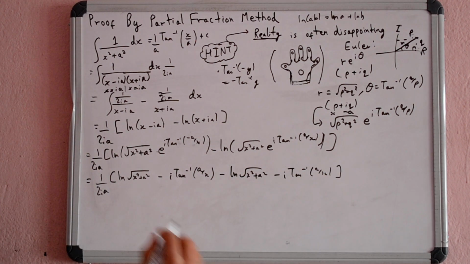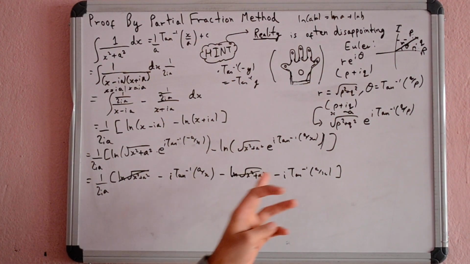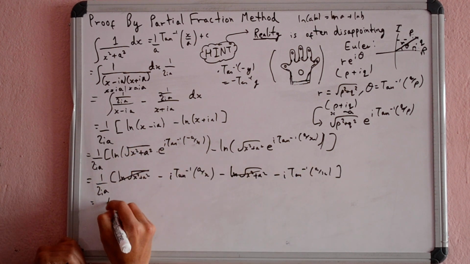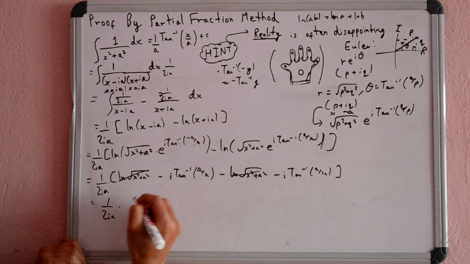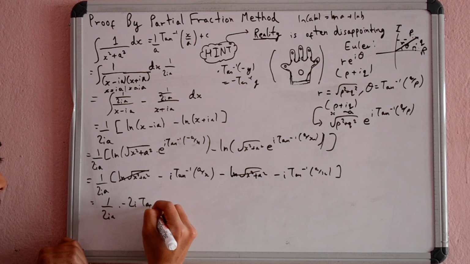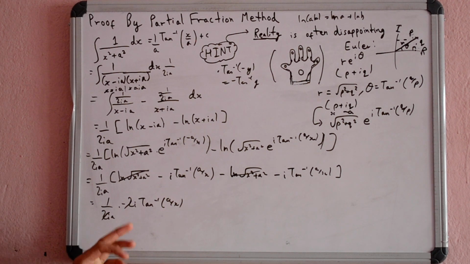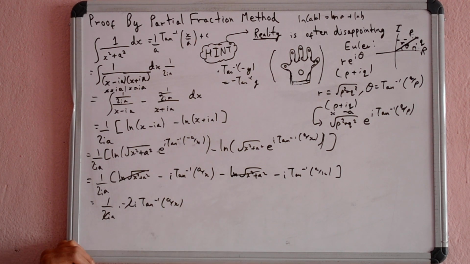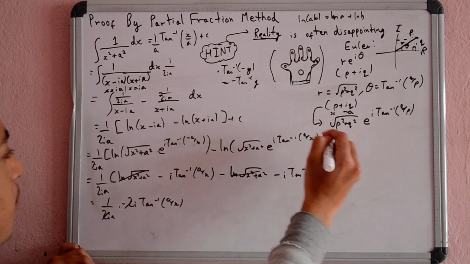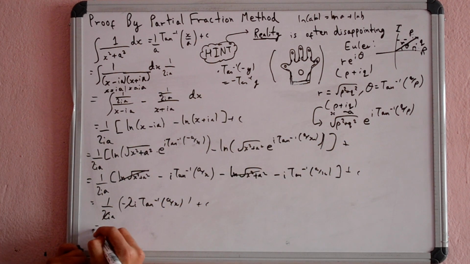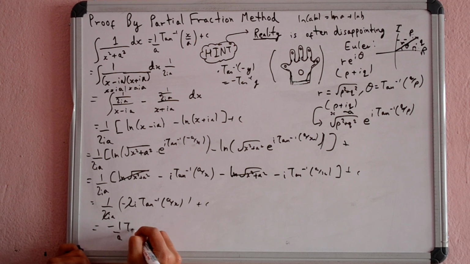Now you can see this and that cancels. And right here also these two are the same, so they add. So it is 1 by 2ia into minus 2i tangent inverse of a by x. 2i cancels, and now we're in the real world. But before that, let me just add plus c outside. So this is minus i a tangent inverse of a by x plus c.